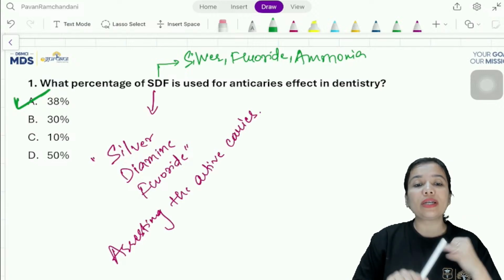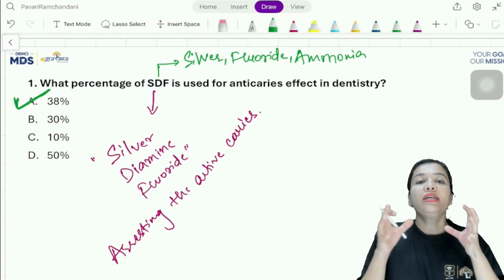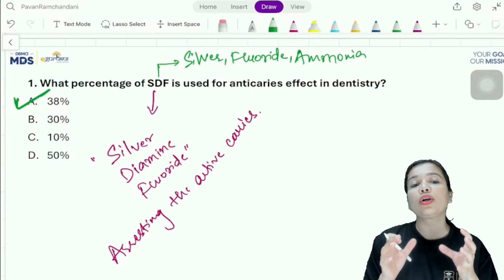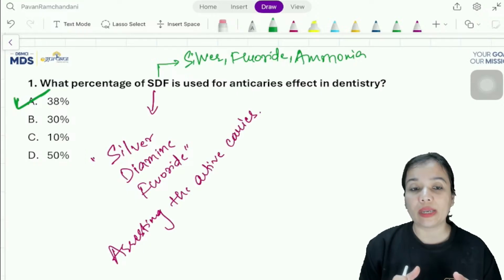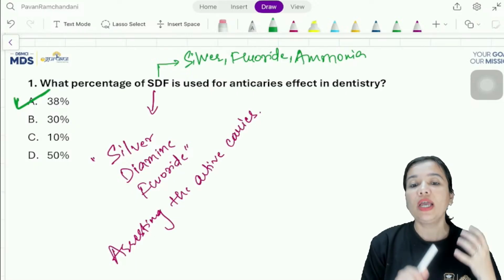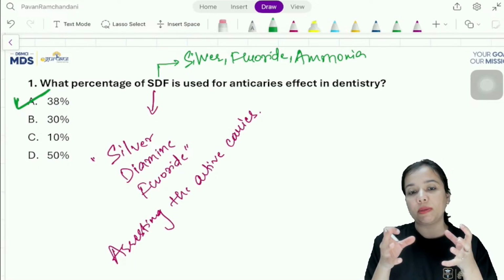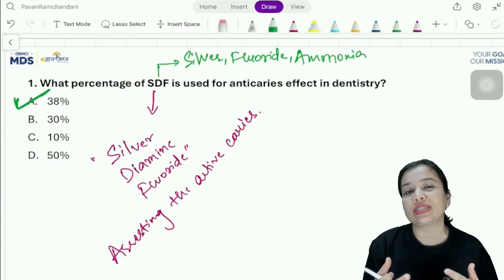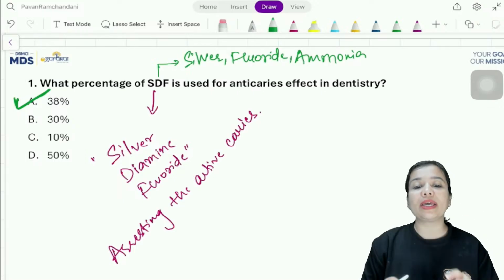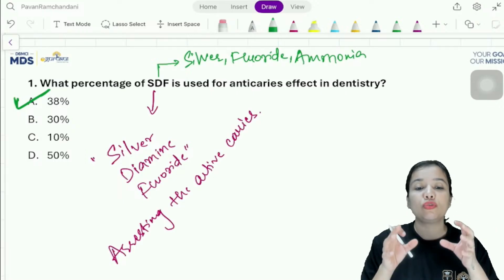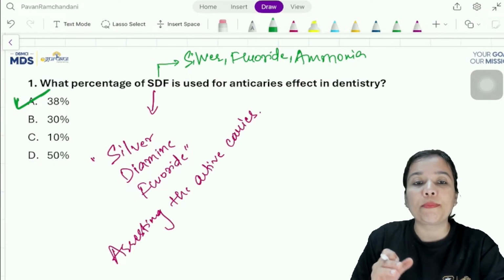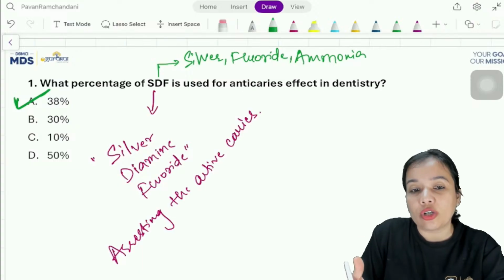So silver will do what? Silver will help to kill the bacteria. Silver has an antibacterial effect, and it prevents further bacterial growth that contributes to the tooth decay. Okay, what does fluoride do? Fluoride helps in remineralization of the enamel, making it more resistant to acid attack from the bacteria, and it reverses the initial stages of dental caries. Again, we have ammonia, which helps to stabilize the silver and fluoride in the solution. Okay, so basically all three of them combined are present in a 38% concentration.